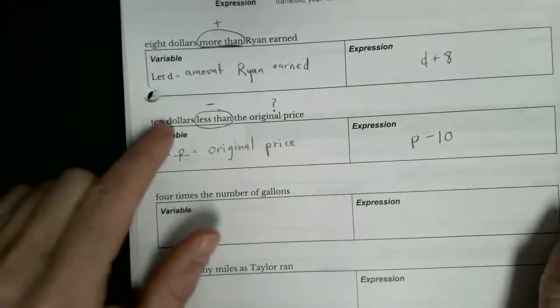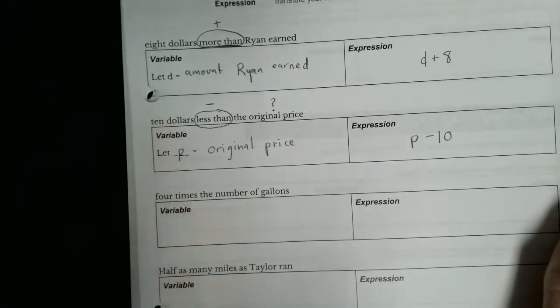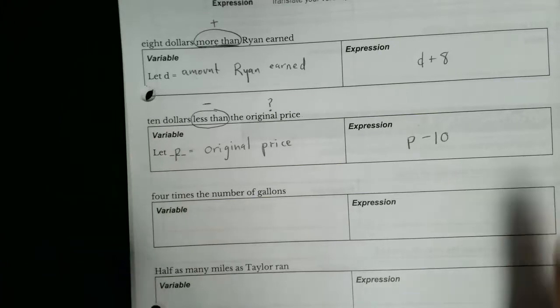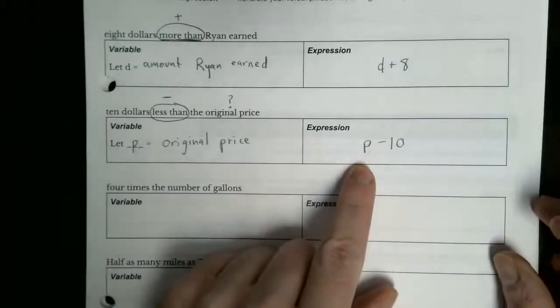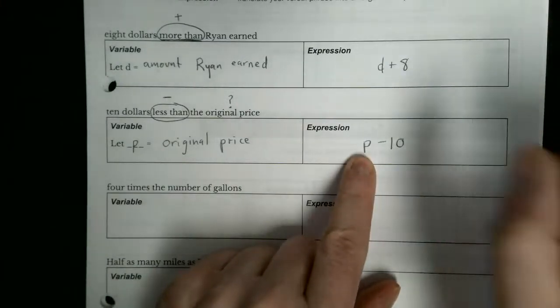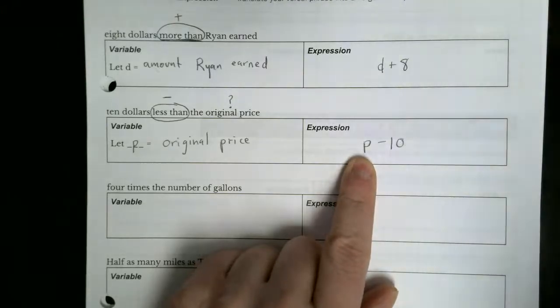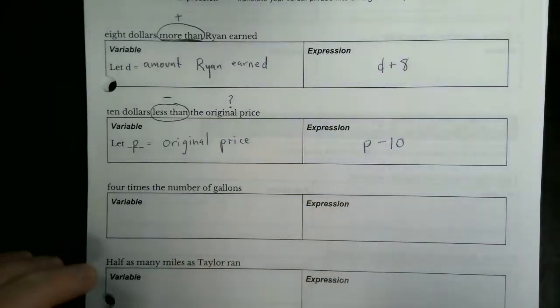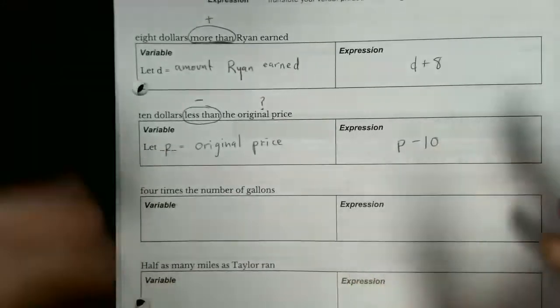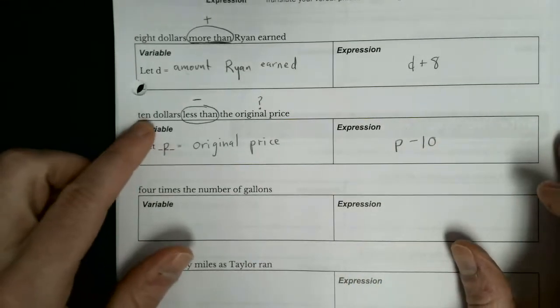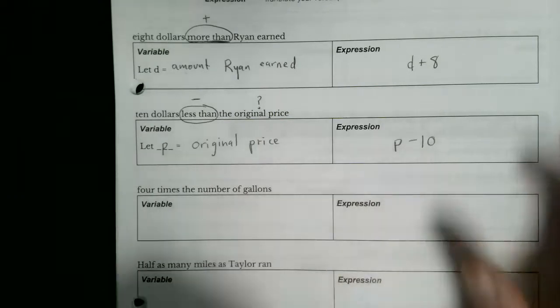Now, you might be thinking, why doesn't the 10 go first? Well, if you did 10 minus P, that's like starting with $10 and then taking the price away from that. That wouldn't make too much sense. This expression shows, okay, we have the price, then we're going to find what's $10 less than that. So that's why this one's a tricky one. People sometimes get confused about this one because they want to put the 10 first, but the price would actually go first, then you're subtracting the 10.